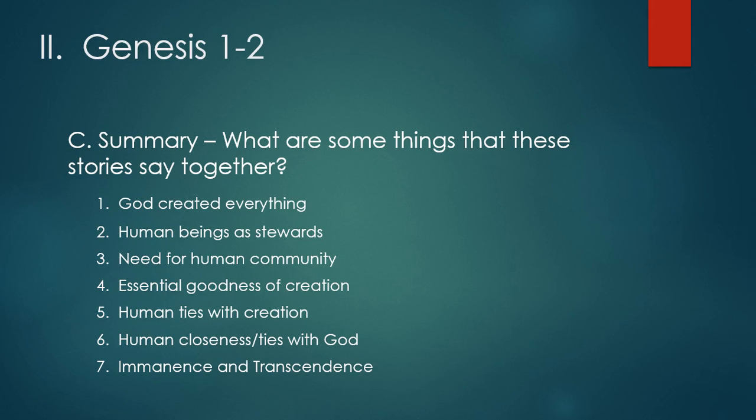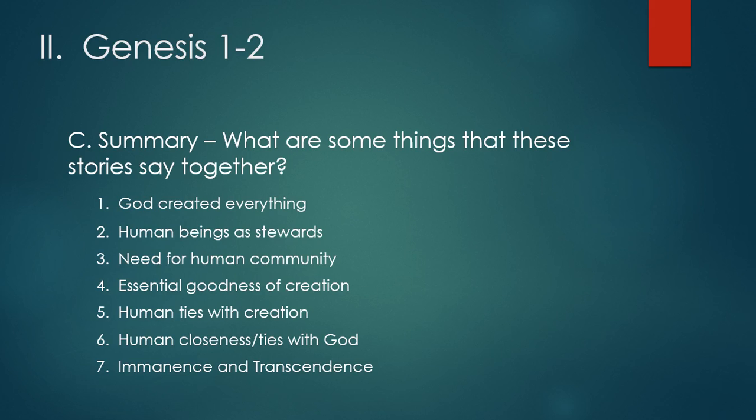First of all, both stories together, working together, are going to reassure us that God created everything. Secondly, these two stories are going to remind us that human beings are stewards of God's creation. In the first story, they are supposed to have dominion. In the second story, Adam is working the ground. Third, both stories together tell us of the need for human community. In the first story, God creates male and female together and at the same time. And in the second story, God creates Eve for the purpose of providing a helper or a partner for Adam.